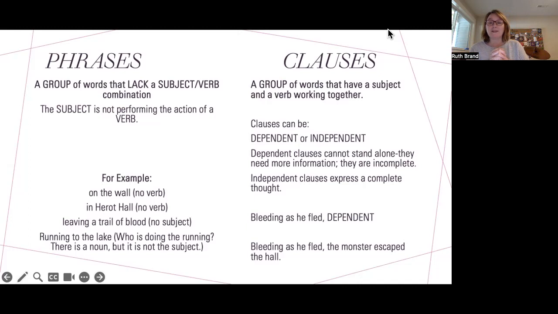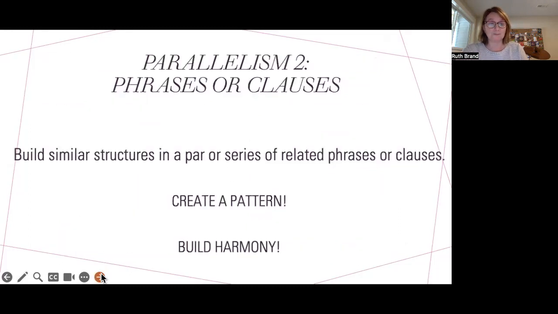Bleeding as he fled, the monster escaped the hall. That would make it an independent clause. That stands alone. It's a complete thought, complete sentence. Okay, so phrases and clauses, just a quick review there about what those things are and how they work when we write sentences. But our main goal here is to talk about parallelism.